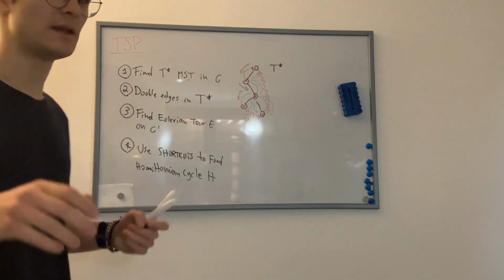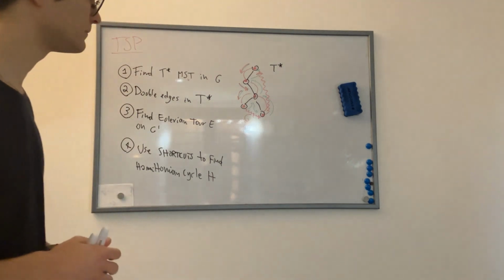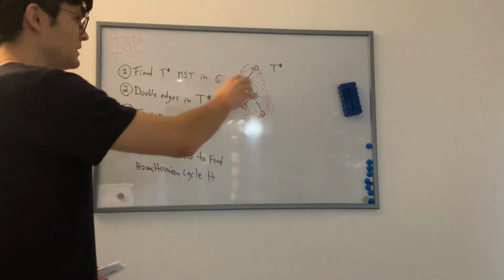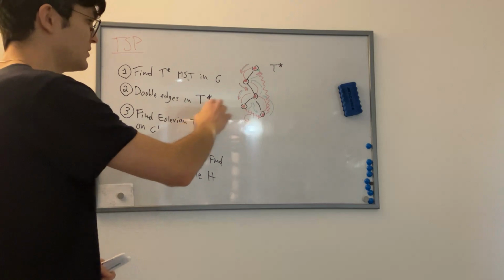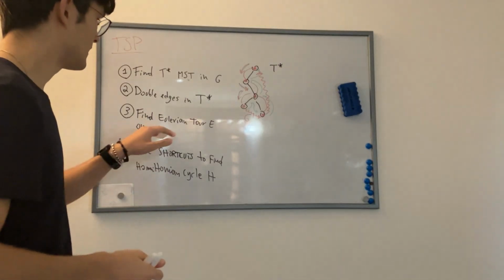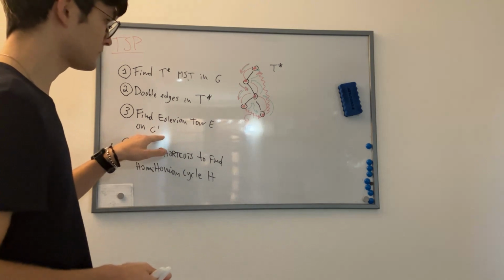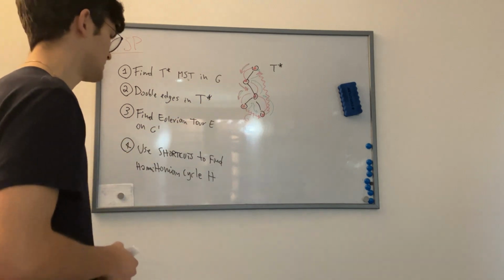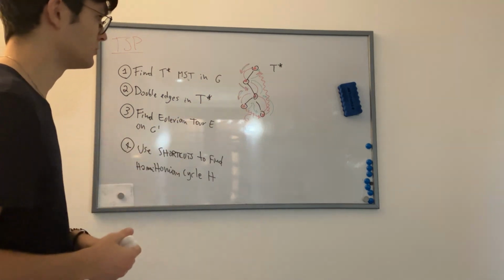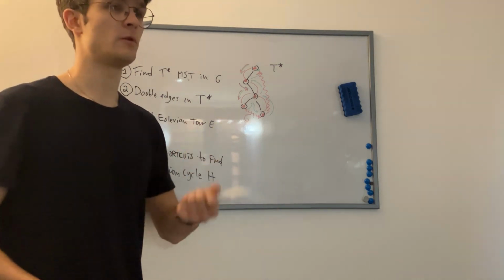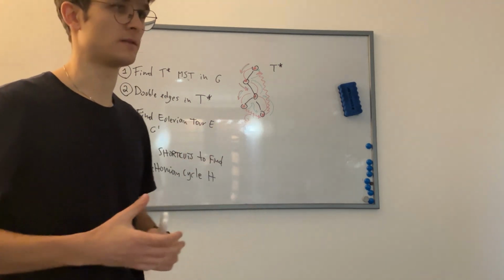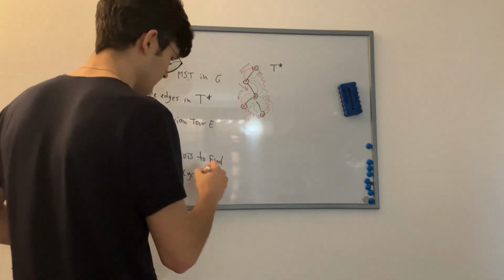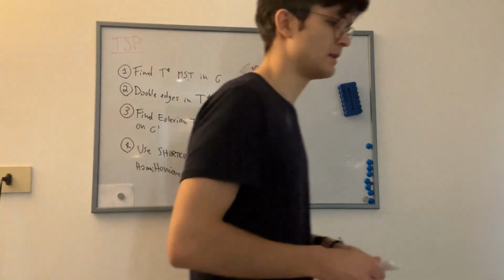So this is simply how this algorithm works. Let's go through it once again. We find the minimum spanning tree, T star, which is the black one. We double the edges, so the red ones. Then we find the Eulerian tour in G prime. G prime is this new graph that we created with the doubled edges. And then once we found the Eulerian tour, we go through it, and every time that we would go back to an already visited node, we take a shortcut. And that's it. This is our output. This is our Hamiltonian tour.